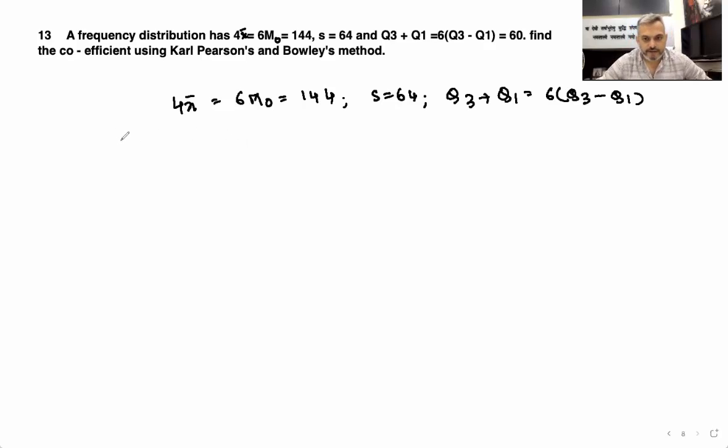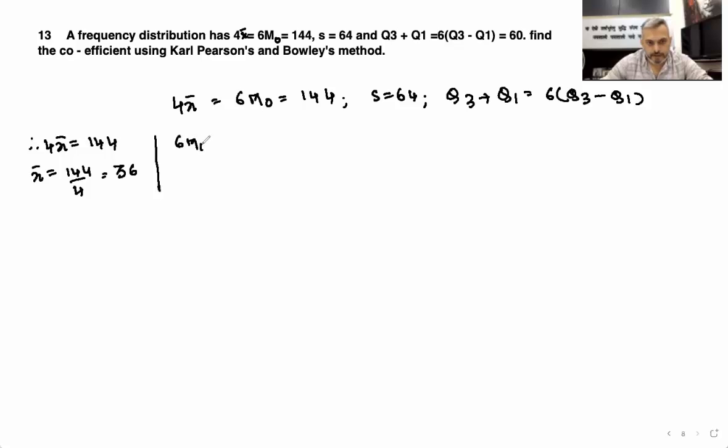So first let's find out the mean and the mode. Now 4x bar is equal to 6 mode is equal to 144. So we can say 4x bar is equal to 144. So x bar is equal to 144 by 4, sorry, 36. 144 divided by 4. So 36.